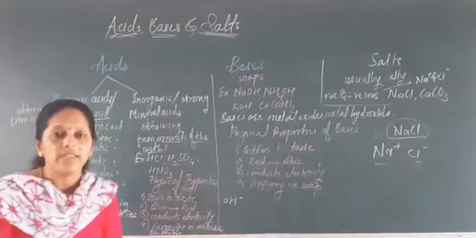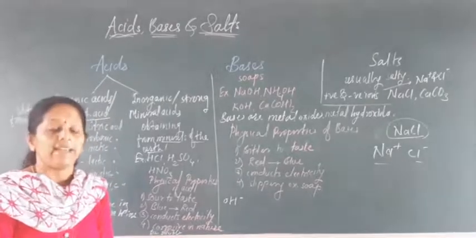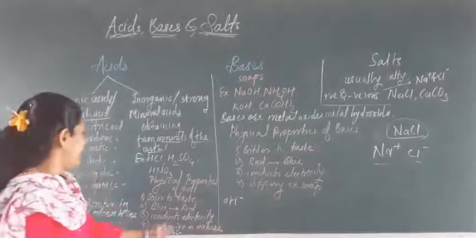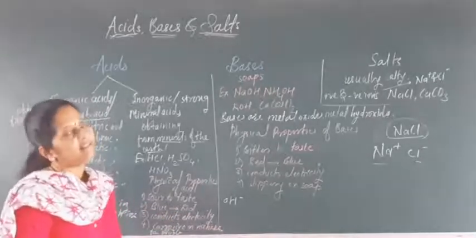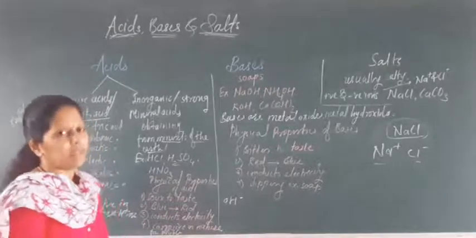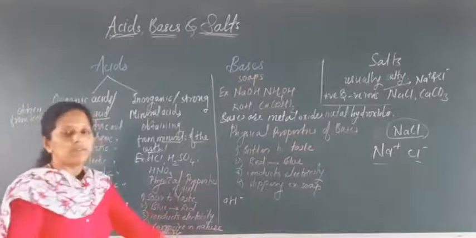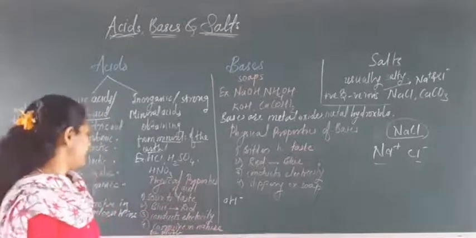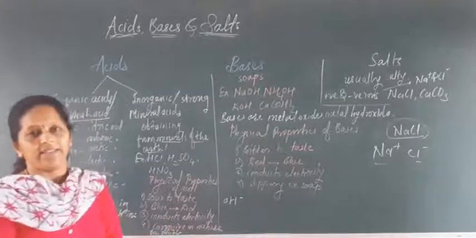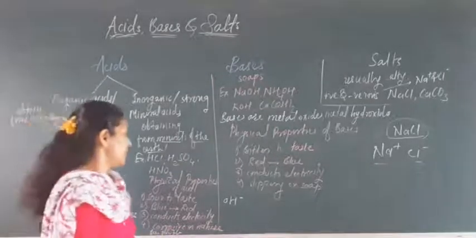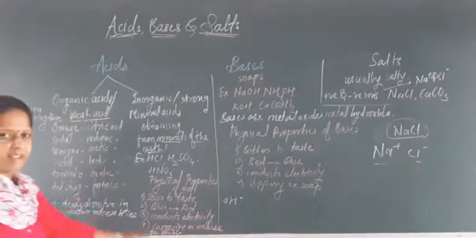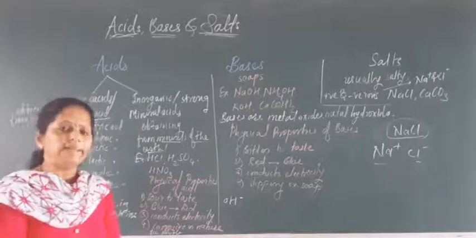We use glass. Acids are always stored in glass material, because acids are corrosive in nature. They react with plastic and they react with metals, so we use glass to store acids. A few acids are soluble in water. So this is about acids, their nature and their properties.